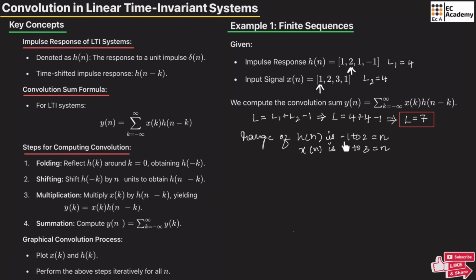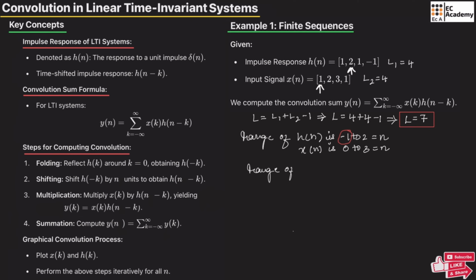As we can observe, h of n is starting from -1 and x of n is starting from 0. So the first range is starting from -1. Therefore, the output sequence will also start from -1. For example, if h of n is starting from 0 and x of n is also starting from 0, the output sequence will start from 0. So the output sequence will begin from the lowest starting index between these two sequences.